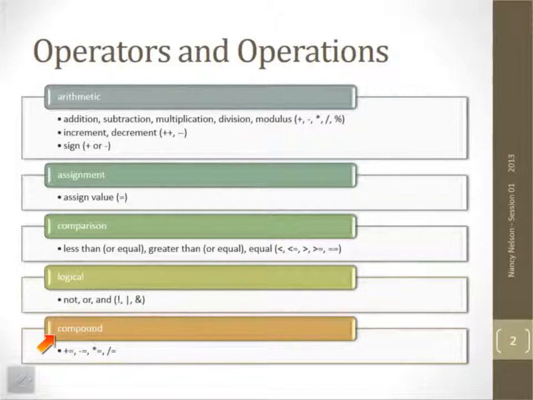And then finally, our compound operators shown here. We have a plus equal sign, which means we're going to add a variable to something that already exists and assign it. So here we're going to subtract and assign, we're going to multiply and assign, we're going to divide and assign. We could also do a modulus and assign.